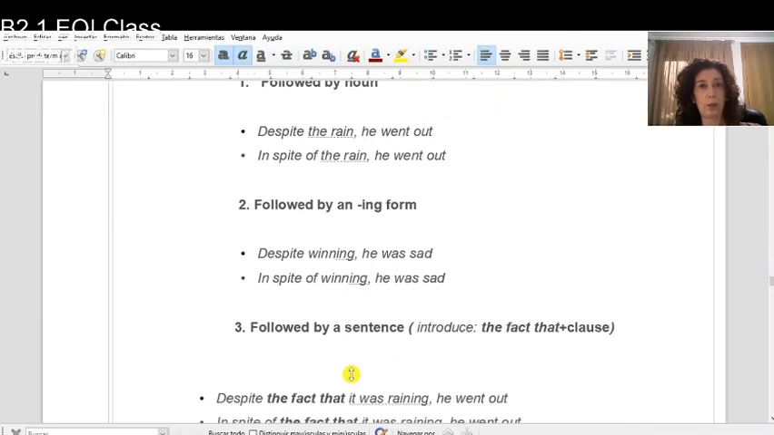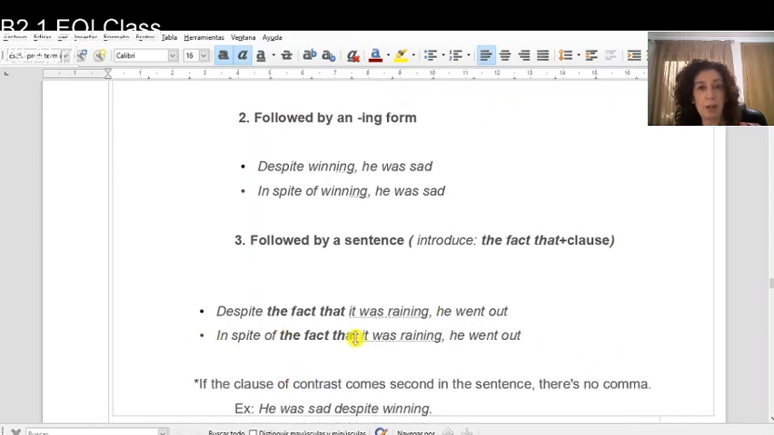And number three, the third option is followed by a sentence, but very important. If you decide to follow it up by a sentence, you have to introduce by the fact that, always, por el hecho de y la oración. Tienes que utilizar el hecho de y luego la oración. Very important is the fact that. Despite the fact that, despite, introducimos the fact that, y ahora la oración, sujeto y verbo. It was raining, he went out. A pesar del hecho de estar lloviendo, o que estaba lloviendo, salió. In spite of the fact that, oración, it was raining, he went out.